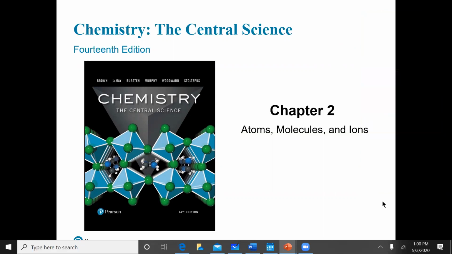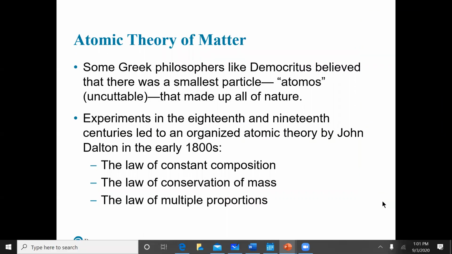So atoms, molecules, and ions. So the atomic theory of matter. There were Greek philosophers back in BC, a long, long time ago, that came up with this idea of the atom, or they referred to it as the atomos, which meant uncuttable. And so they believed that all of nature was made up of these particles that were indivisible, or uncuttable, these solid little balls, which they thought of as the atom.